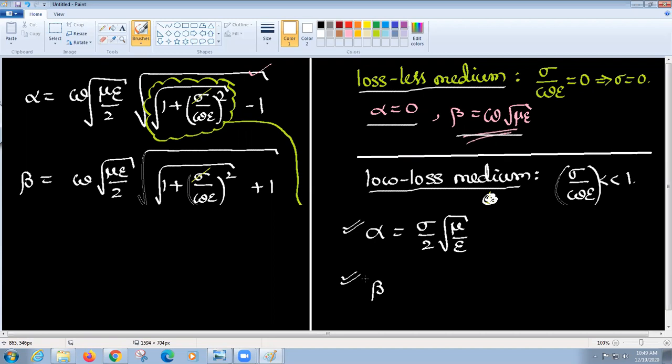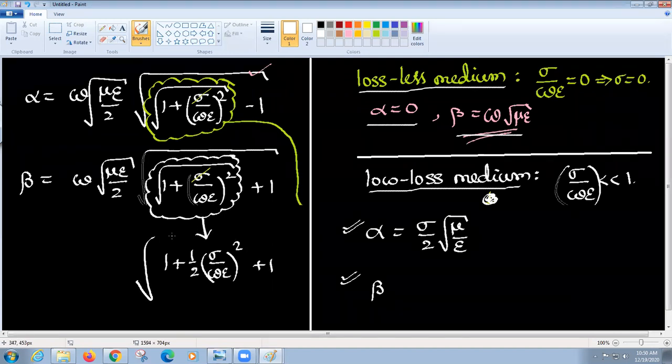Anyone? Any smart candidate? I can apply the binomial expansion technique again. So I get 1 plus half sigma by omega epsilon whole square, and of course I have plus 1. Now the whole stuff is under the square root. So you get 2 plus half sigma by omega epsilon whole square, under the square root.